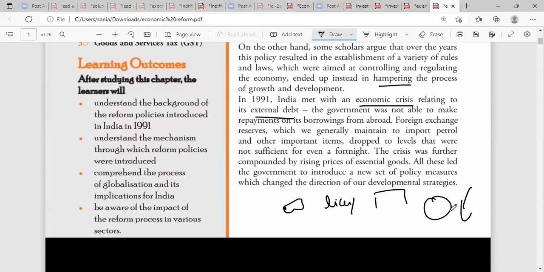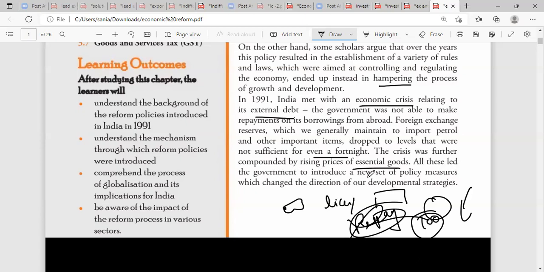But now, see, once you borrow money, for example, I borrowed 100 rupees from you, now you have to repay that, right? But India was not able to repay. The foreign exchange reserve, which was generally maintained to import petrol and other important items, dropped to a level that was not sufficient for even a fortnight. So there was a situation in India that they didn't have enough money to survive even for a fortnight, right? The crisis was further compounded by rising prices of essential goods. Now what happens when you don't have material? The prices will increase. And when prices increase, it makes the situation even worse.